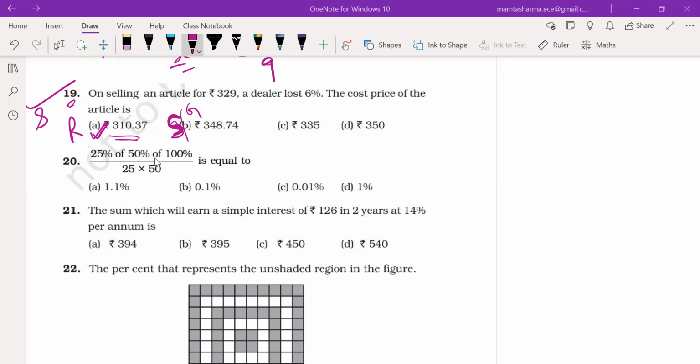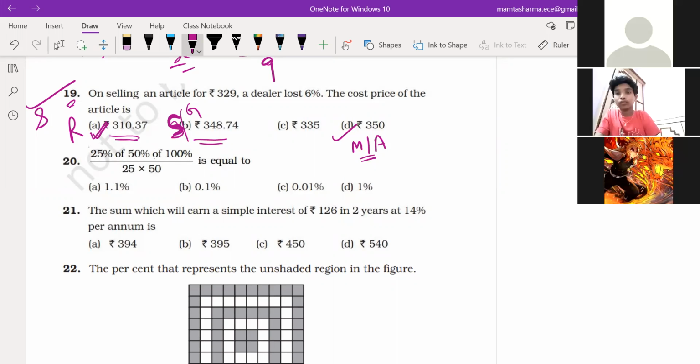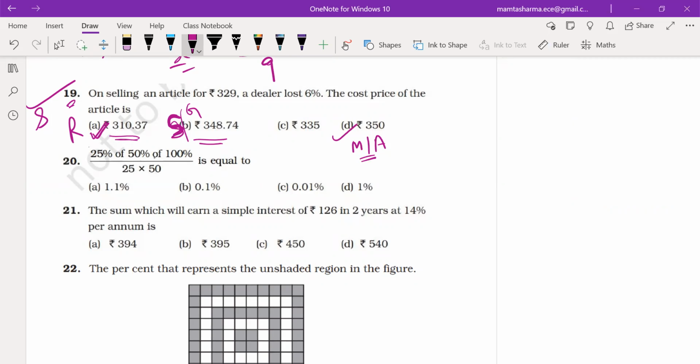Mahavir, so what is the final answer of 19? Ma'am, it will be 350. Yes, ma'am, answer B, 350. So Mahavir, Aisha is getting 350. Is Gohit still thinking or doing? I'm doing. Ma'am, I'm not getting it. One minute, I'll cross check. Shiva Pranav, what is your answer now?